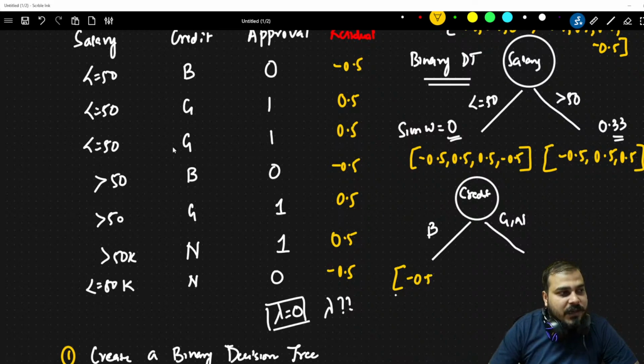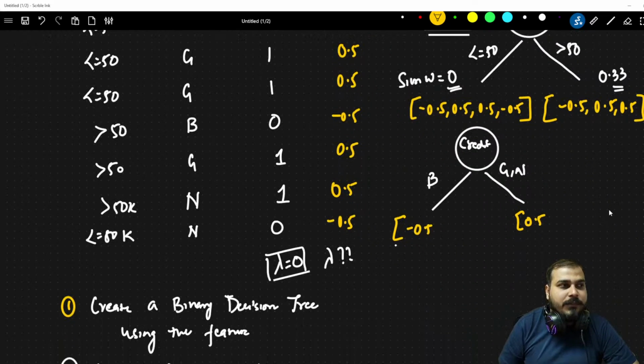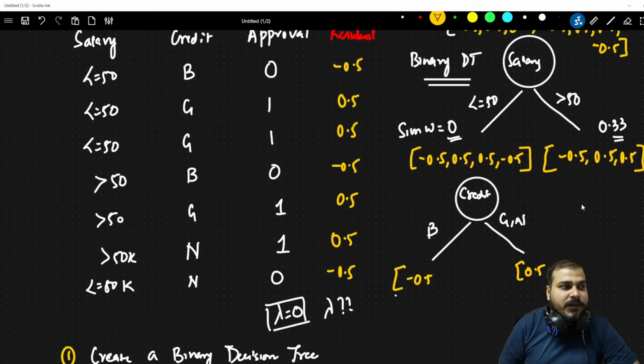Then similarly, if I see less than or equal to 50, good or normal is there. So here again 0.5 will come. Here again 0.5 will come. I hope everybody is able to understand. See the second record. Less than or equal to 50, we go in this path, and it is good, we come over here. Again, less than or equal to 50, good. Again, we are going to get one more 0.5.